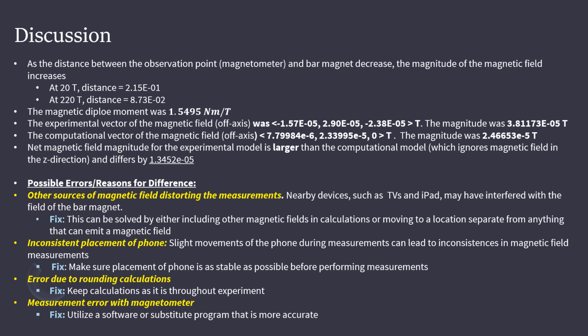Possible errors in the lab are other sources of magnetic field distorting the measurements, which could be addressed by including those magnetic fields in the calculations or going to a separate location that doesn't have any magnetic field at all. Inconsistent placement of the phone can be solved by keeping the phone as stable as possible. Error due to rounding calculations can be solved by keeping calculations exact throughout the experiment. And a measurement error with the magnetometer can be fixed by getting a different software substitute program.